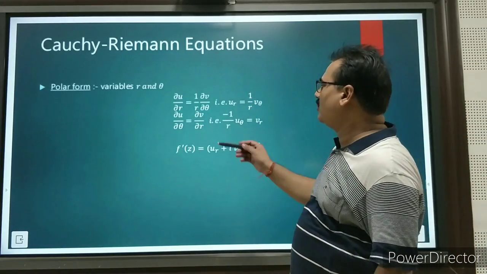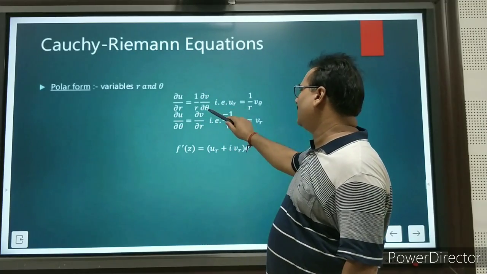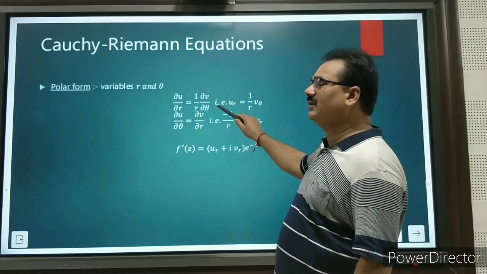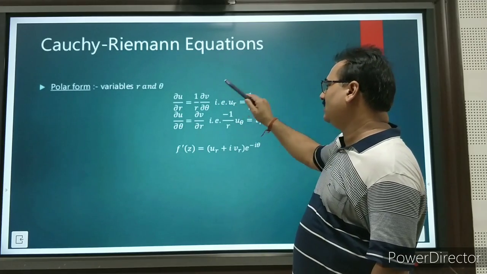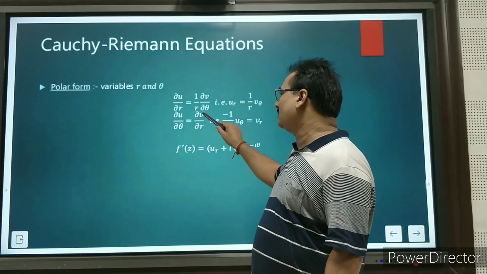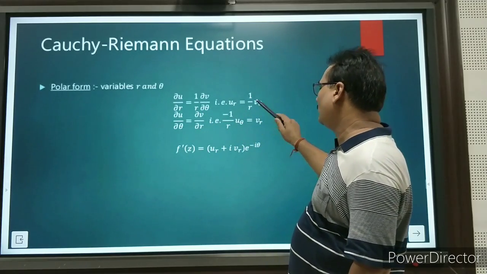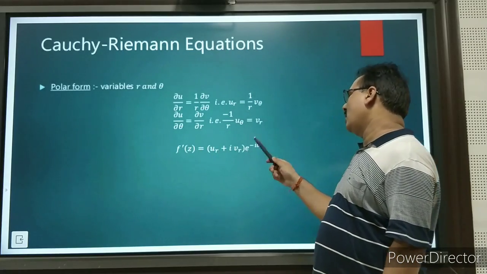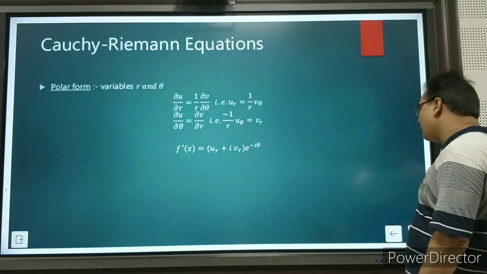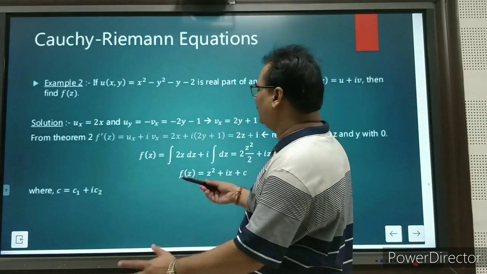In the polar form, with variables r and theta, del u over del r is equal to 1 over r del v over del theta. In symbolic form you can also write u_r = (1/r) v_theta. Similarly, del u over del theta is equal to minus r del v over del r, which may be written as minus (1/r) u_theta = v_r. And f'(z) = (u_r + i v_r) e^(-i theta). So this is the polar form of the Cauchy-Riemann equation. Now look at the example very quickly.